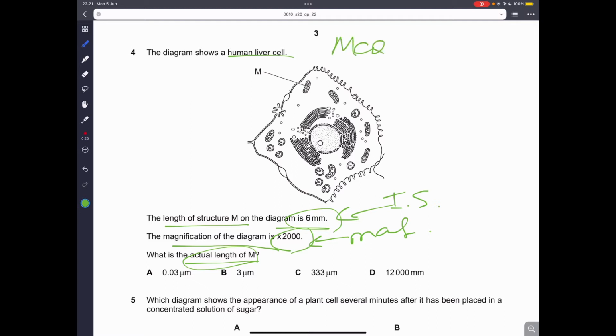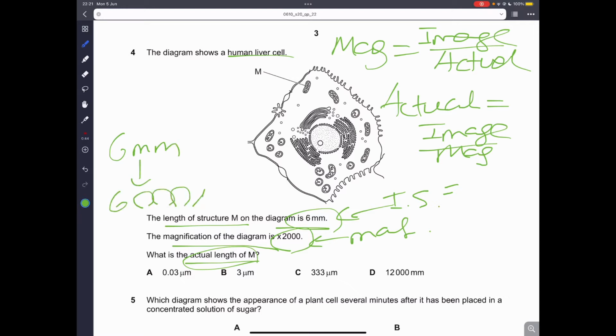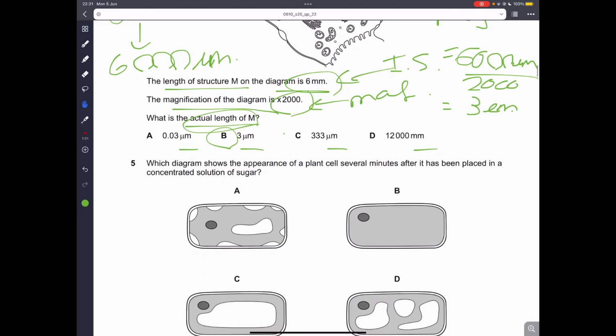Remember the magnification formula, which is image size over actual size. And so if you want the actual size, we've got to rearrange it. So actual is equal to image over magnification. The image size is 6 millimeters. We can change it into micrometers, which is 6,000 micrometers, because the units of the options are given in micrometers. So 6,000 micrometers, and the magnification is 2000, and therefore the answer is 3 micrometers. So B is the correct answer.